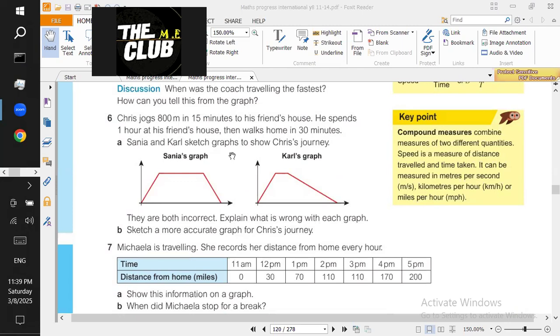Sanyas and Carl sketch graphs to show Chris's journey. This is Sanyas, this is Carl's. The question is, they are both incorrect. Explain why. I'll tell you why. This looks like this one.